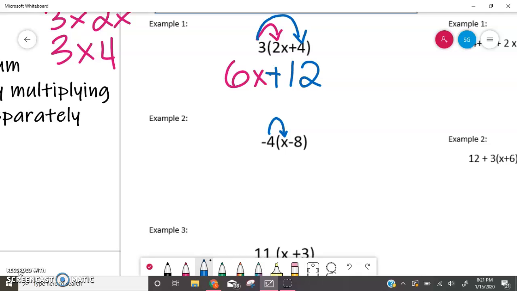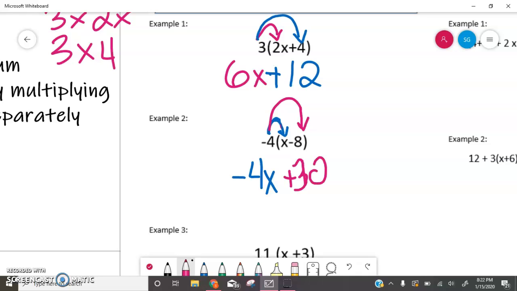What is negative 4 times x? The answer is negative 4x because that x is telling me there's only one of them. So if I do 1 times negative 4, it gives me negative 4. And then I need to make sure that I also distribute to this negative 8. And what is negative 4 times negative 8? If you remember your integers, 2 negatives will give me a positive, and 4 times 8 is 32.